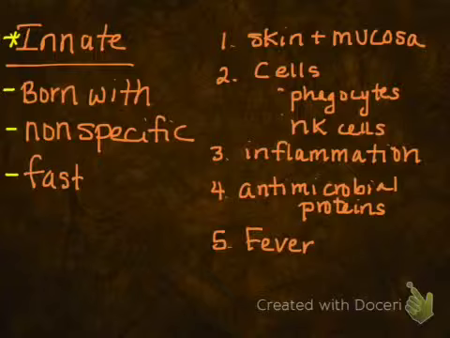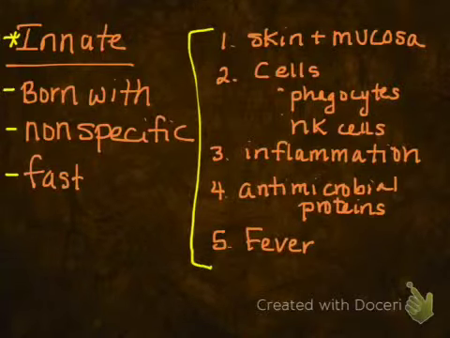And as I just talked about before, here are the things that are associated with the innate immune system, and you should be able to explain all of these things. So the skin and mucosa, cells are different types of nonspecific cells, which are phagocytes, neutrophils, and monocytes, natural killer cells, inflammation and the process of inflammation, the signs of inflammation, antimicrobial proteins, which include complement and interferon, and fever.